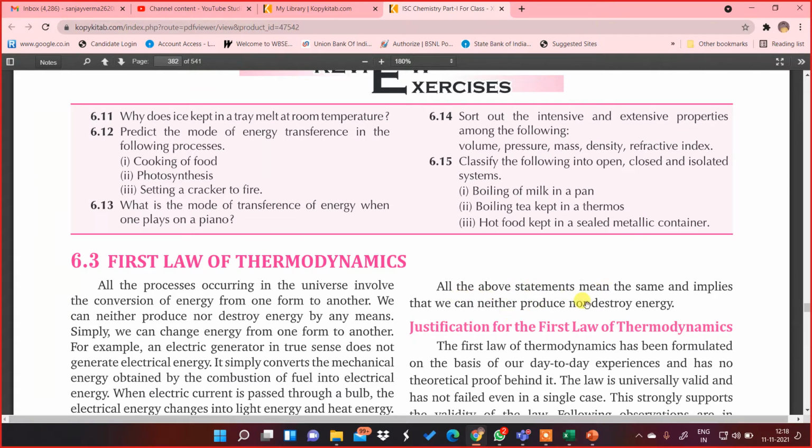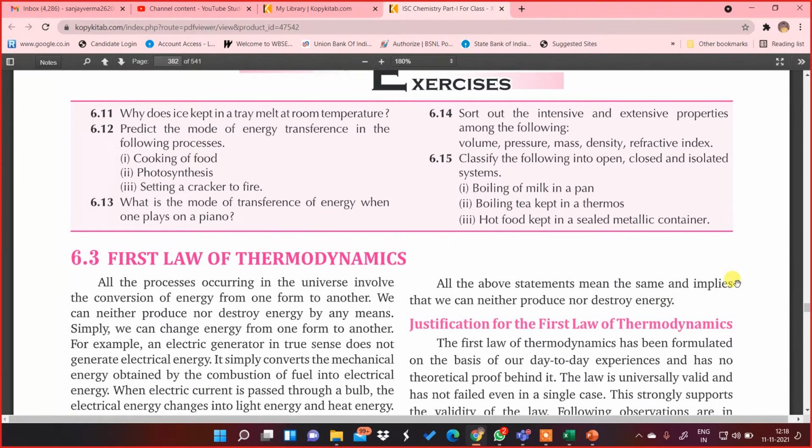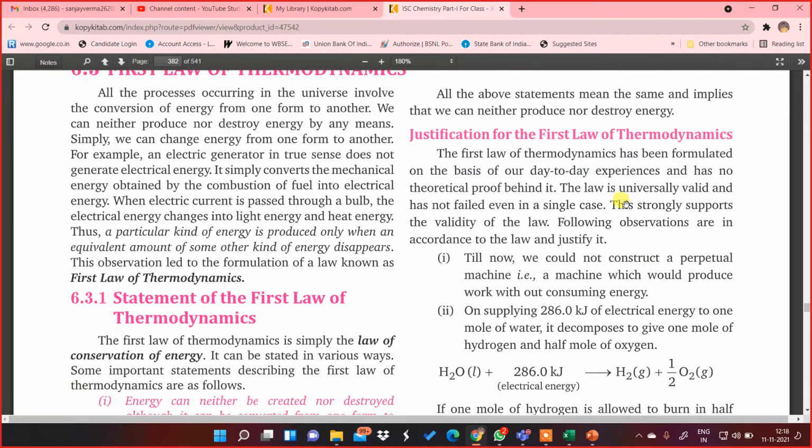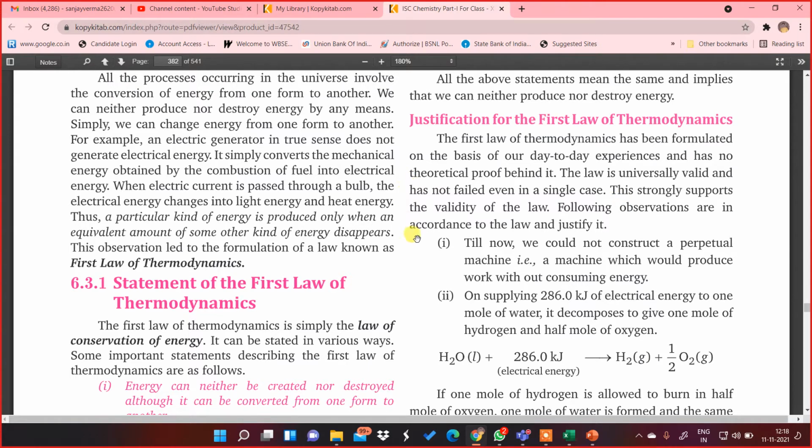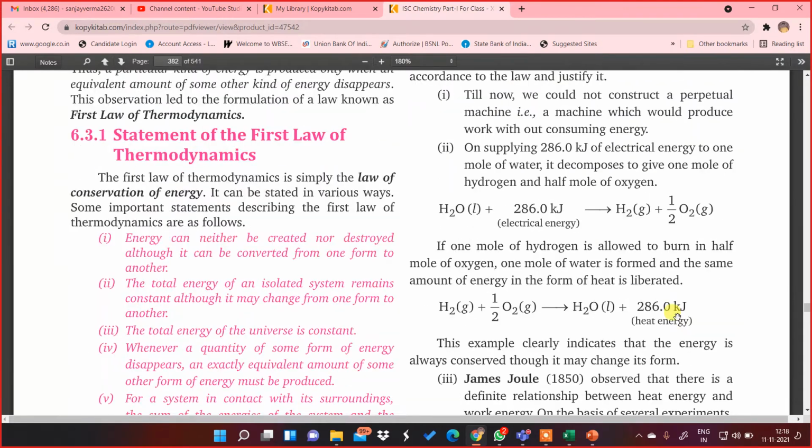All the above statements mean the same and imply that we can neither produce nor destroy energy. So justification has been given over here for the first law of thermodynamics by the following observations. Till now, we could not construct a machine which is 100% efficient. The second one: on supplying 26 kilojoules of energy to 1 mole of water, it decomposes to give 1 mole of hydrogen and half a mole of oxygen. That is very, very true.